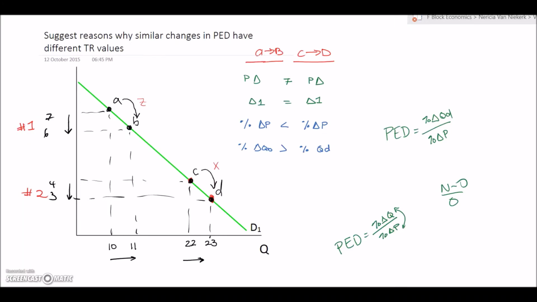In this graph, we can see there are two changes taking place. There's a decrease in price from 7 to 6 and a decrease in price from 4 to 3. We can also see there's an increase in demand from 10 to 11 and 22 to 23.